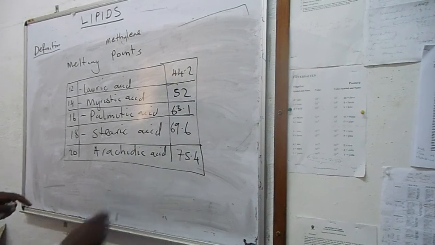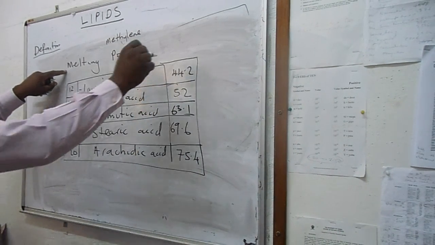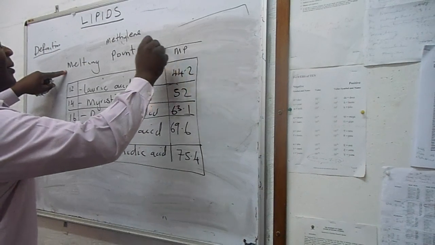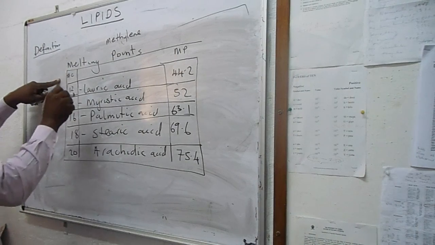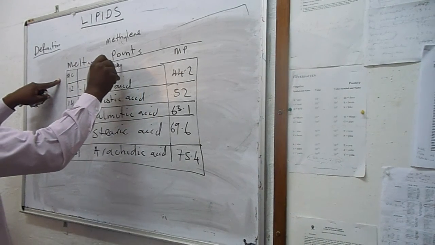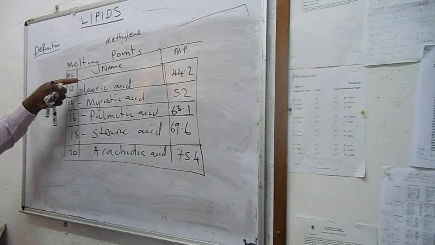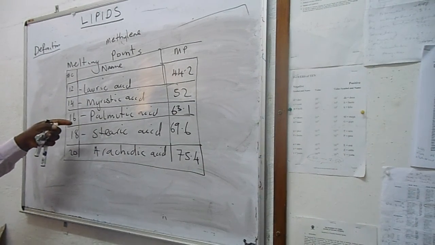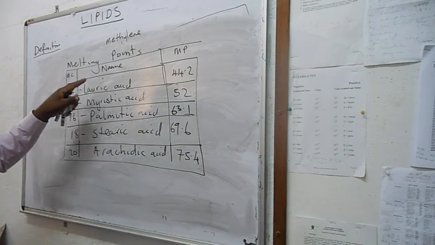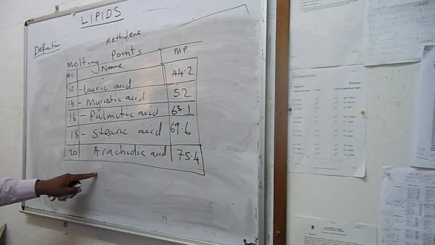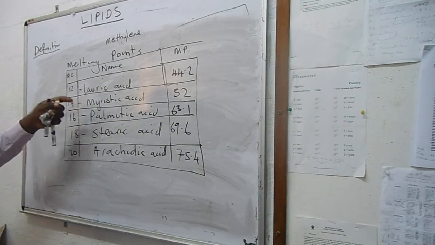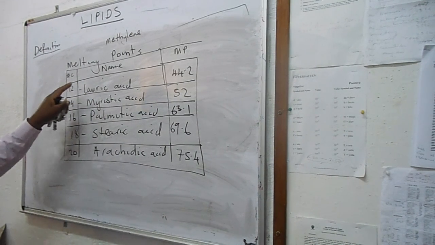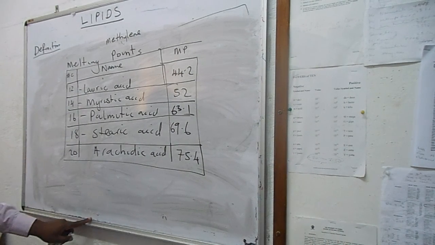So what you see in terms of melting points, these are melting points, this is the number of carbons, and this is the name of the fatty acid. You see that there is an increase in the melting points as you increase the number of carbons for fatty acids that are saturated. These are all saturated fatty acids.